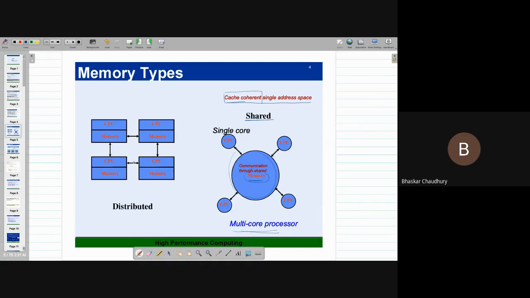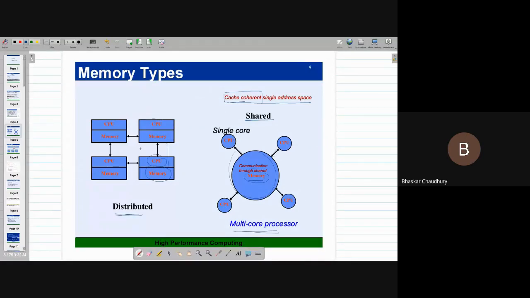If you compare it with another picture, this schematic, which is a distributed memory picture, here you can see that each core or each CPU has its own memory. They can communicate, all of them communicate. This one can also access this memory, no problem in that. But as such, there is no shared memory, actually. Each one has their own memory.